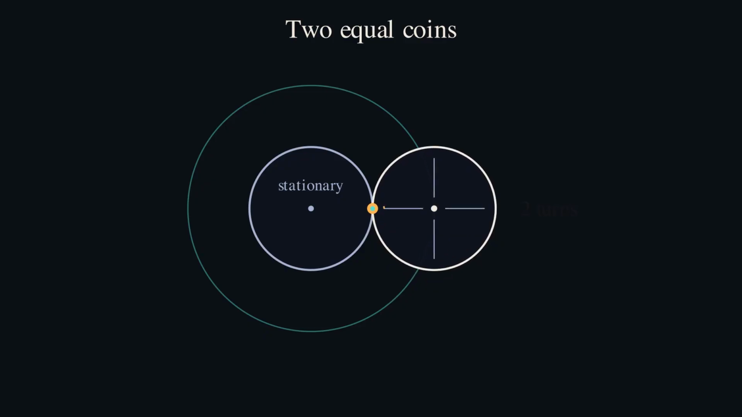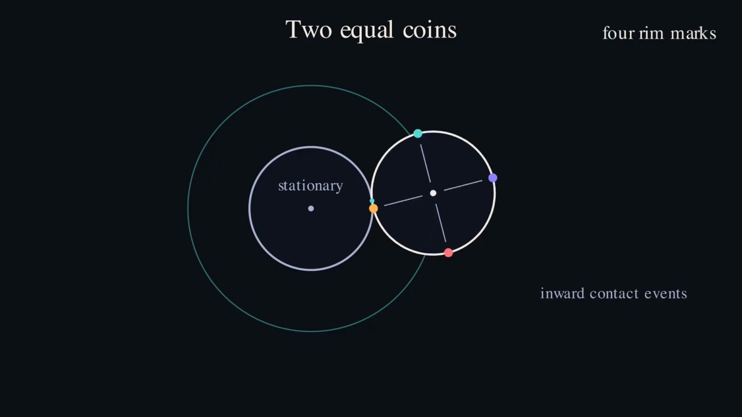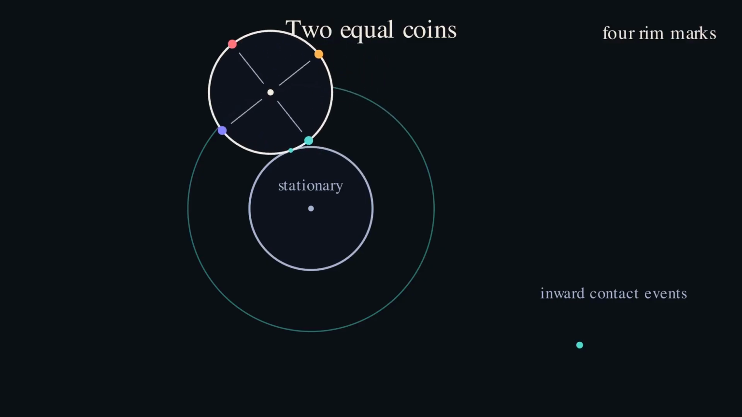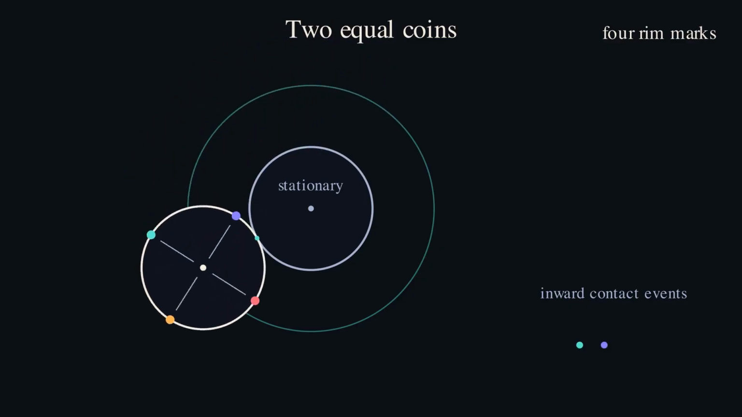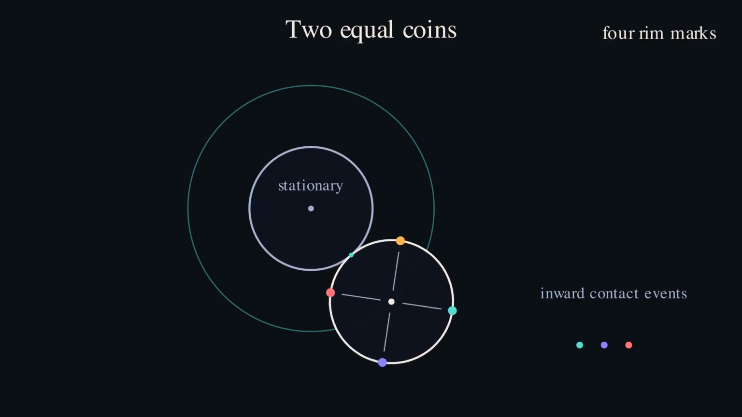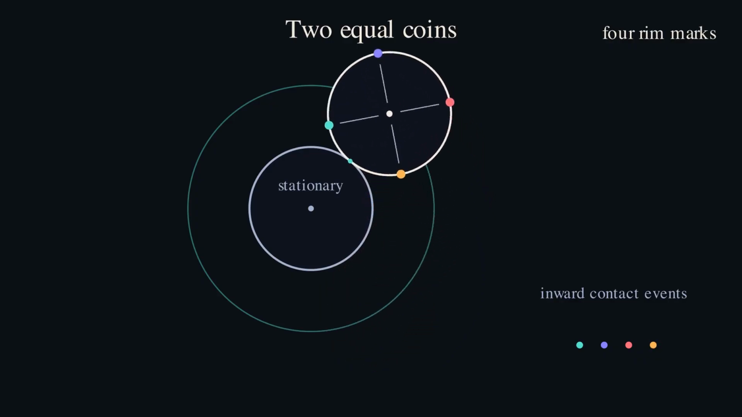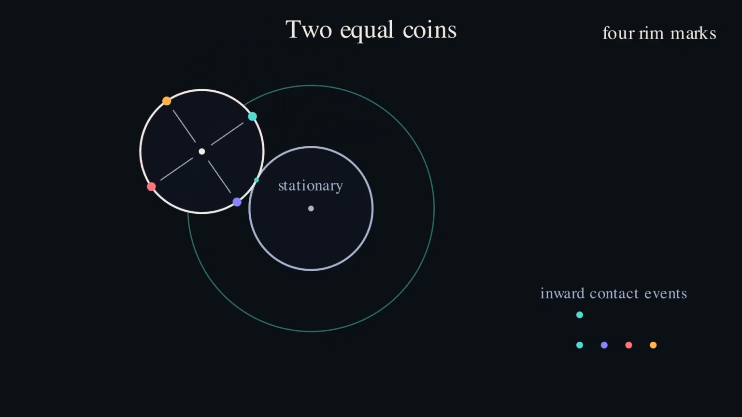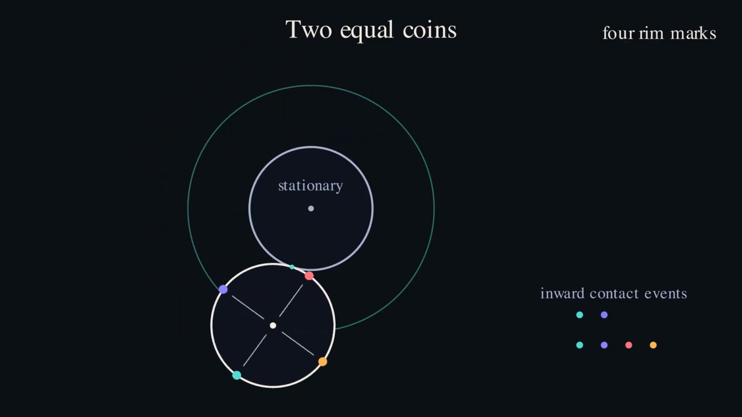2. Another way to see it is to mark 4 equally spaced points on the rolling rim. During one trip around, each point reaches the inward contact direction twice. 8 contact events, 4 marks, 2 cycles. None of this depends on the coins having teeth or on us pretending their circumferences are straight. It comes from one constraint: the contacting surfaces have no relative motion.